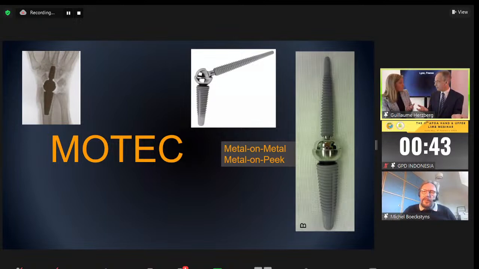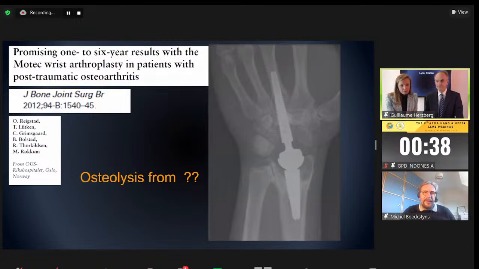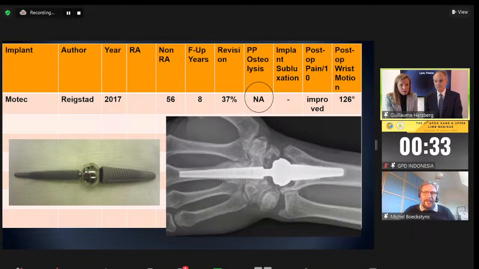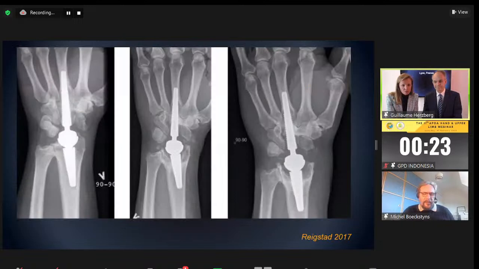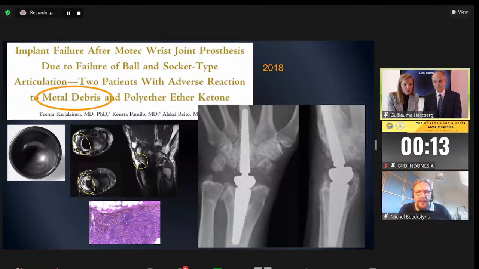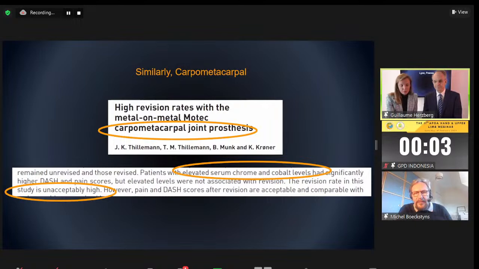So maybe let's have a look. The metal-on-metal or metal-on-PEEK, still osteolysis. This is from Wax. You can see in their first study in 2017, they didn't actually report osteolysis because they probably didn't look at it. It was mainly about the clinical results. But then you can see on the radiograph picture that there is still osteolysis, mainly on the radial side of the implants. And in 2018, they reported metal debris. And this is similar to the carpometacarpal joint arthroplasty, for which we know that elevated serum chrome and cobalt levels had significantly higher DASH and pain scores.